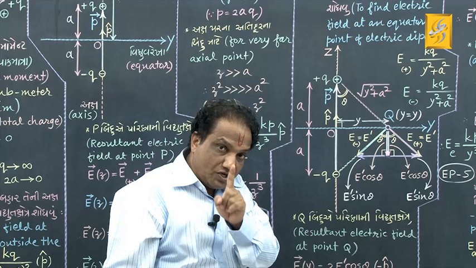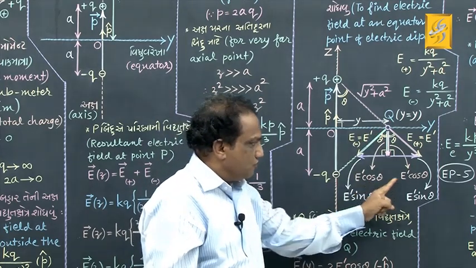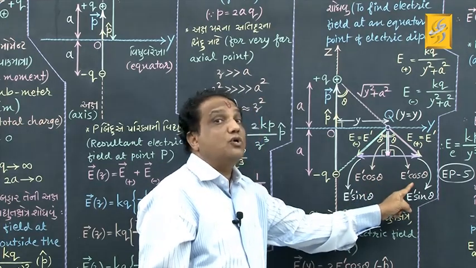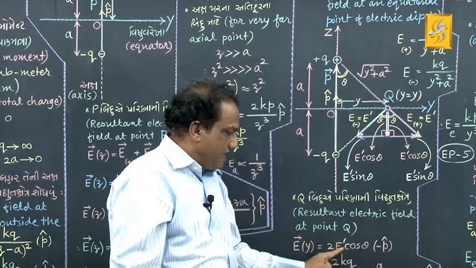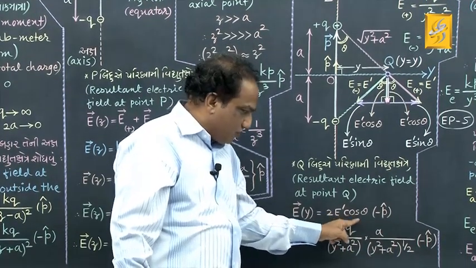So what will be the total electric field at this very point Q? It will be the summation of these two: E dash cos theta plus E dash cos theta, total it is 2 E dash cos theta, correct? So the magnitude would be 2 E dash cos theta.